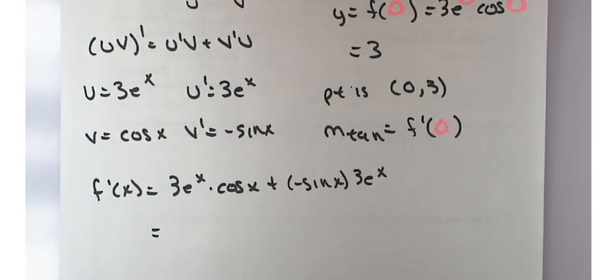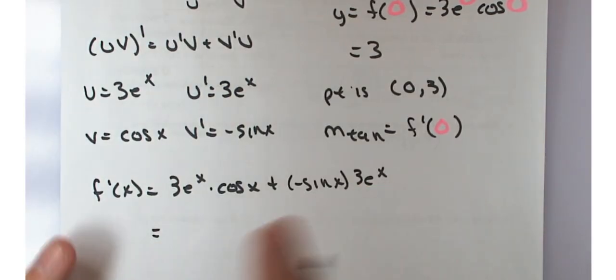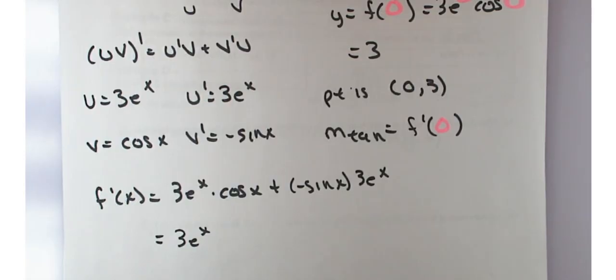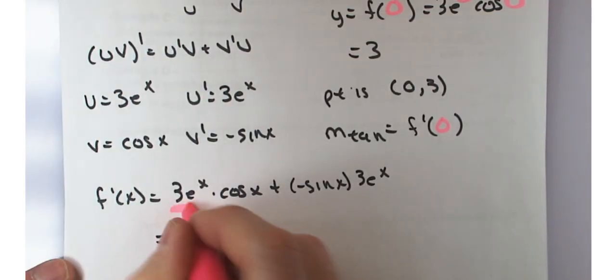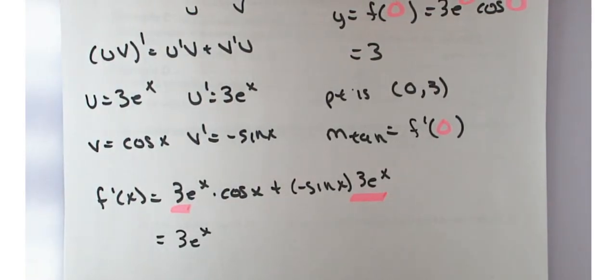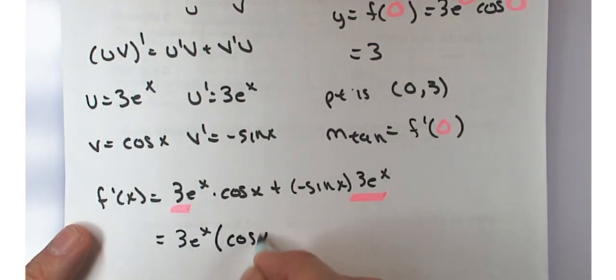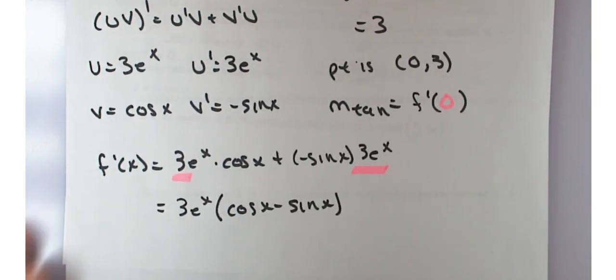Multiply 3e to the x by the cosine and negative sine x. Yeah, nice. So basically factor out the 3e to the x. 3e to the x is a greatest common factor here. So thank you. Yes, we're going to factor that out. When I do, that leaves behind cosine of x minus sine of x. That's just a little tidier expression to have to evaluate.